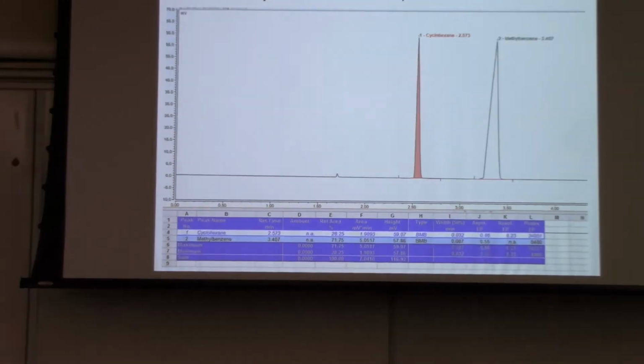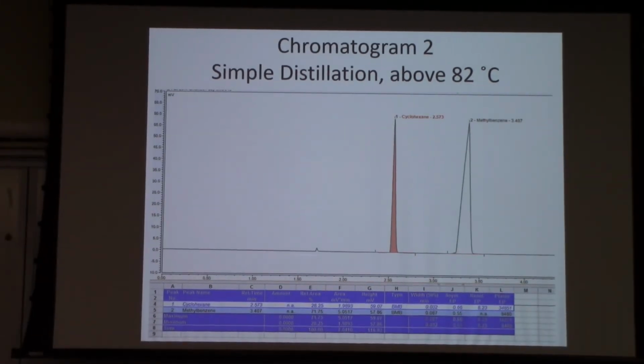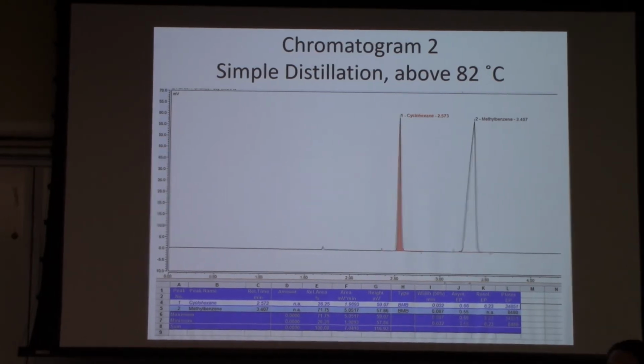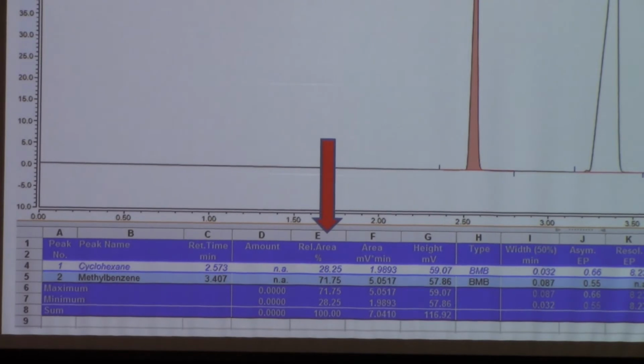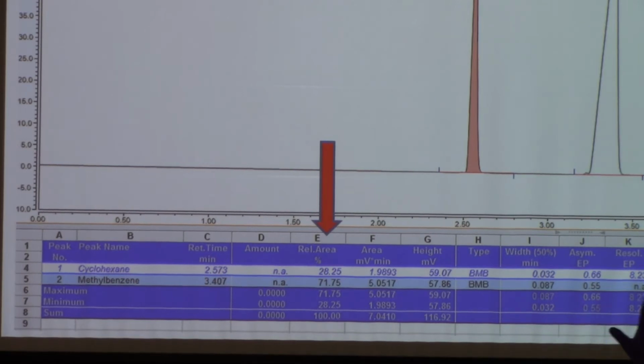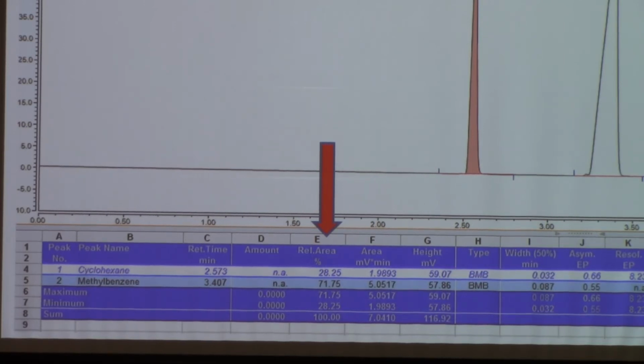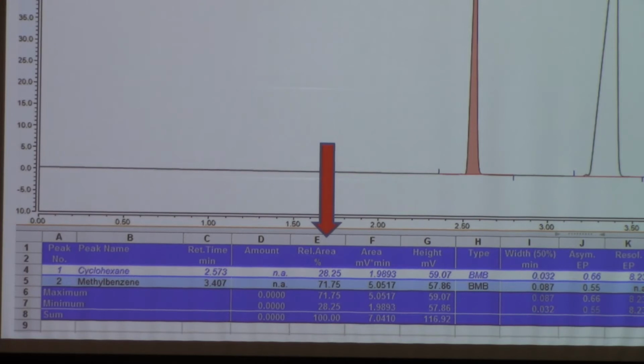And then there's another chromatogram, showing the simple distillation, but above 82 degrees Celsius. Now, according to what we talked about in Lab 5 when we were doing the distillation, for anything above 82 degrees Celsius, the majority of that distillate should be the higher boiling point component. Take a look at this column again. We have 28% cyclohexane and 72% methylbenzene. So once again, we're looking at the relative area in percentage underneath each peak. We can tell that above 82 degrees Celsius, the majority of the sample is methylbenzene, the higher boiling point component.